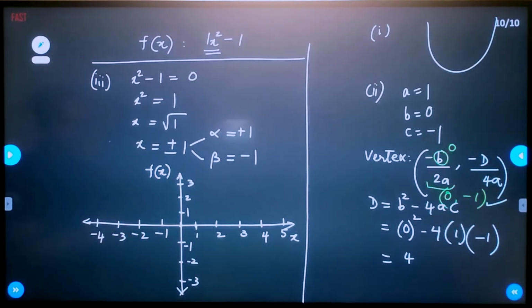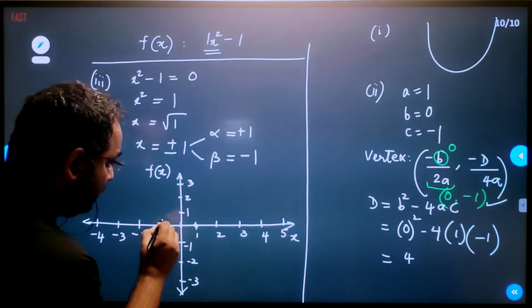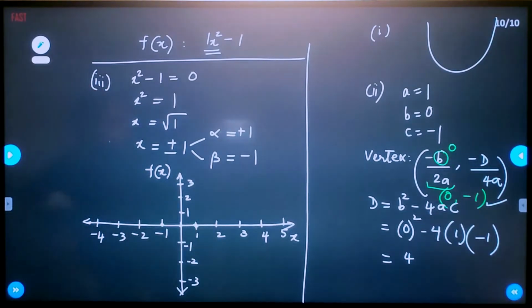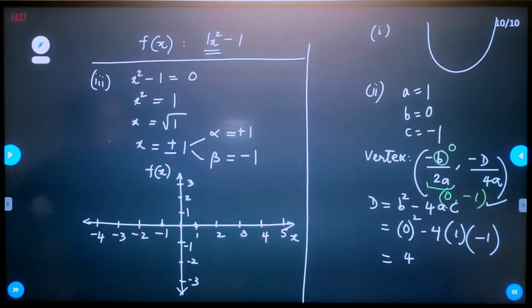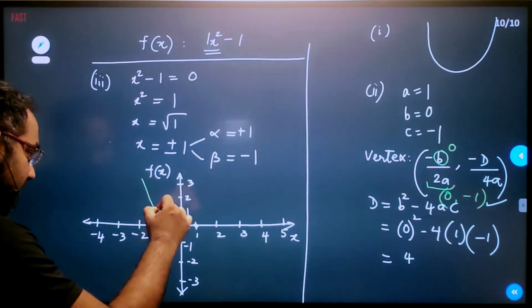Done. Now let's plot. It has to cross at plus 1 and minus 1. So plus 1 is here, minus 1 is here. Done. My vertex is 0, comma minus 1. Now 0, comma minus 1 is here. Aha. And then it's going to be an upward facing graph. So your graph is going to look like this.